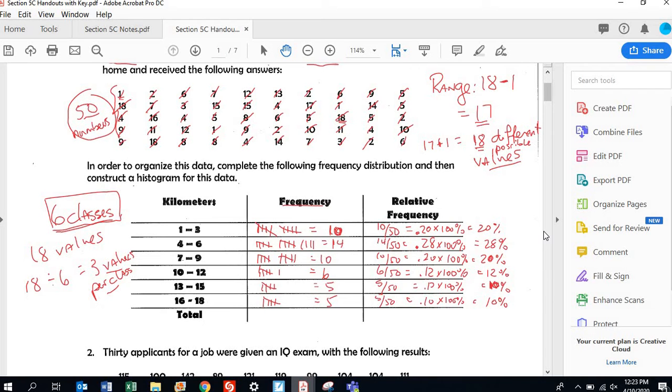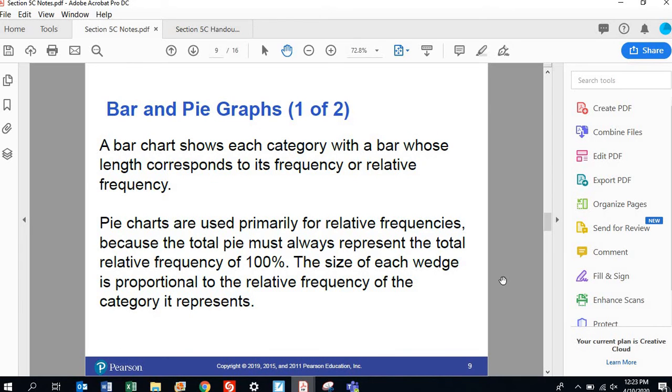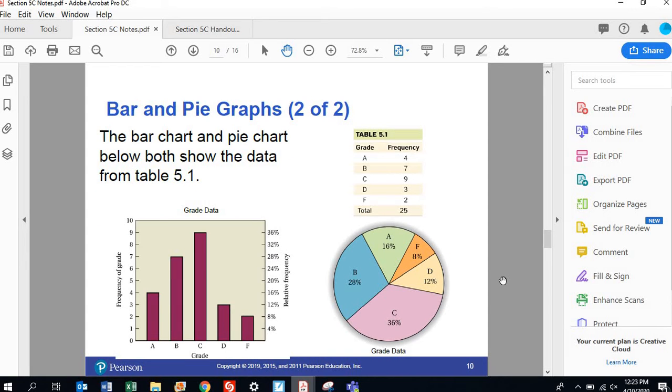All right, so now let's go back to the notes and talk about the other things that we have in this setup with regards to data. All right, so there are pie graphs and bar charts, bar graphs and pie graphs, okay? And each of these have a category and then a frequency of the grade. And so here we have the frequency and here we have the relative frequency on the other side. That's not always going to happen, okay? But often it does. And then here we have the same data shown in a pie chart.